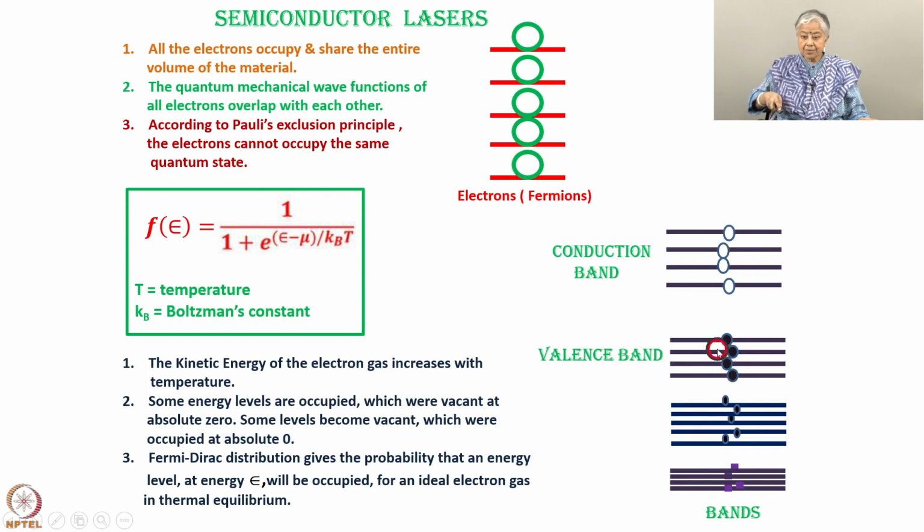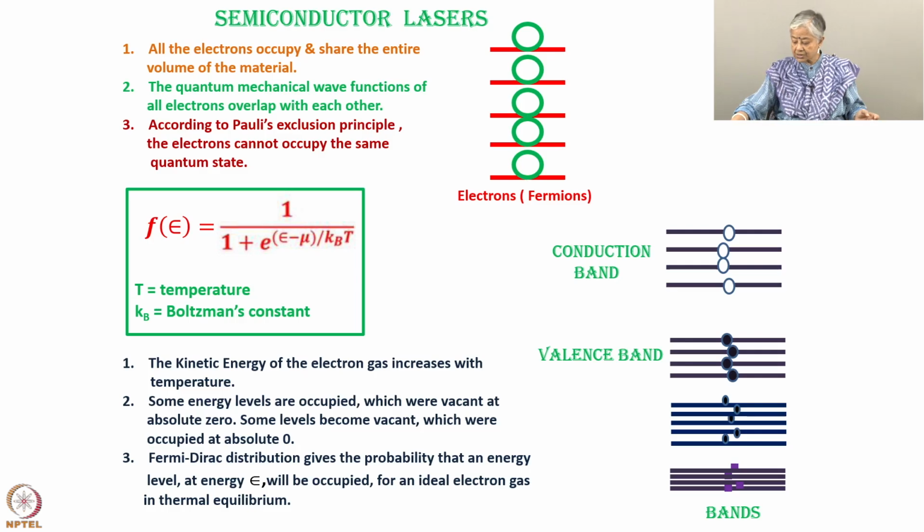So, some of these bands may be called the valence band, and some of these bands are called the conduction band. And in between nothing is possible. So, it is a gap. So, now we know what this semiconductor structure looks like, in terms of energy.